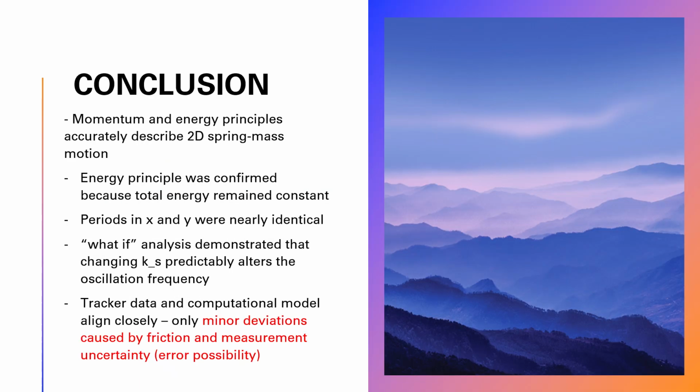In conclusion, the momentum and energy principles accurately describe the 2D spring mass motion. The energy principle was confirmed because the total energy remained constant. The periods in X and Y were nearly identical, showing good agreement with the experiment. And my what-if analysis demonstrates that changing Ks, the spring constant, predictably alters the oscillation frequency. Together, these results show that my computational model and Tracker data align closely, with only minor deviations caused by friction and measurement uncertainty.